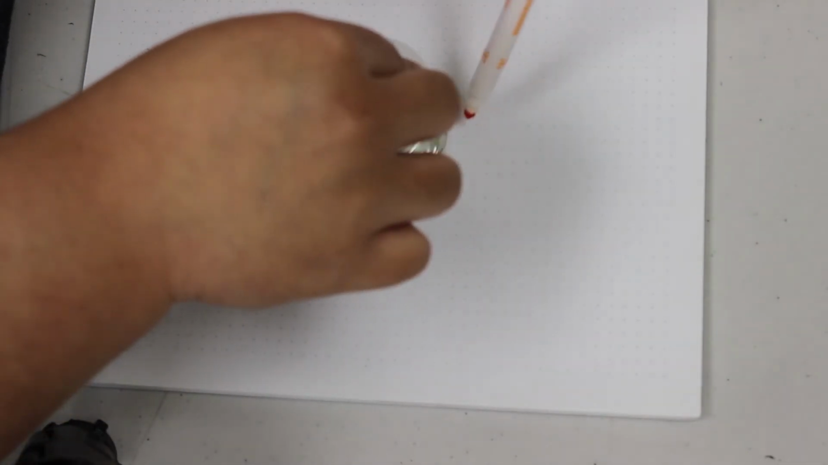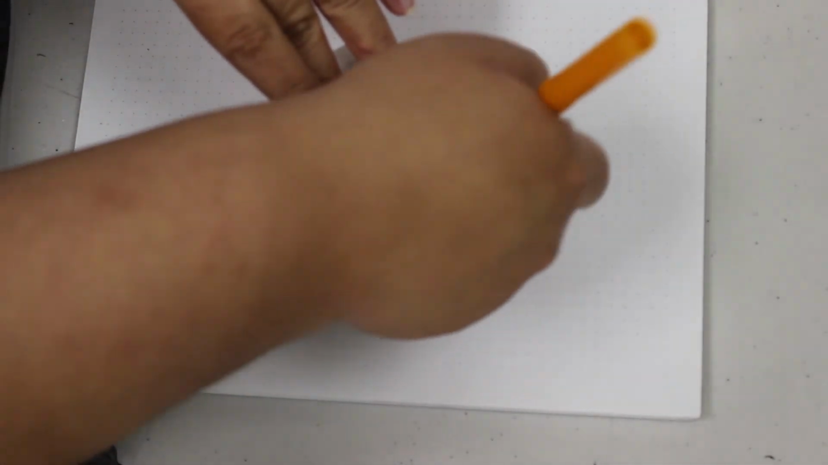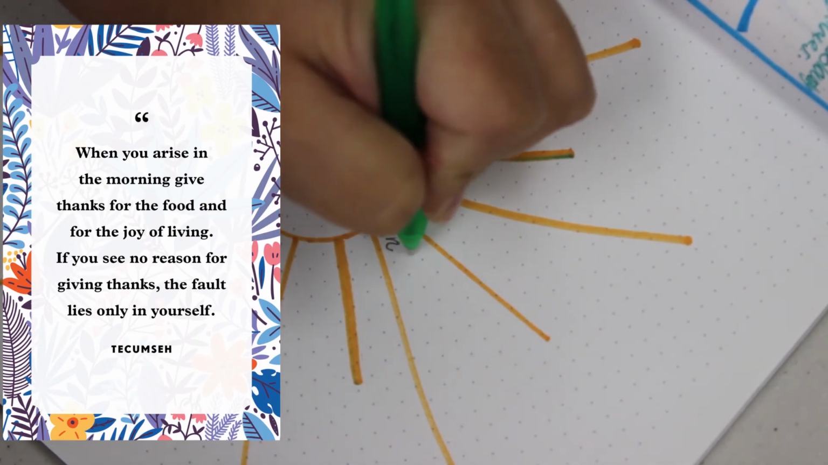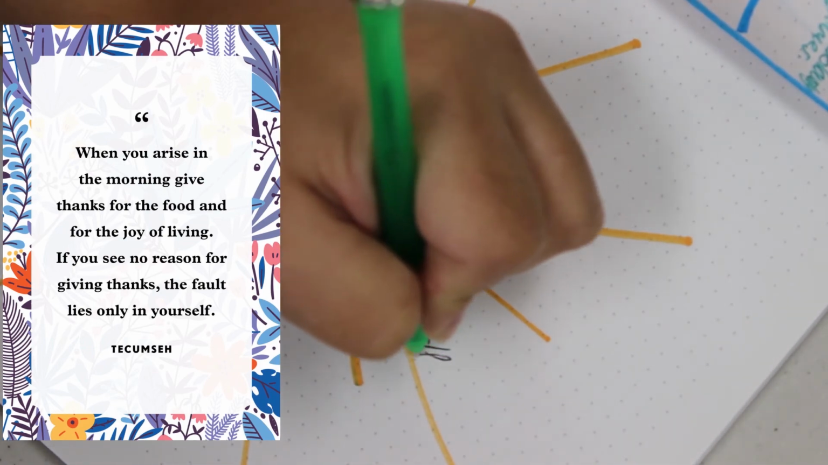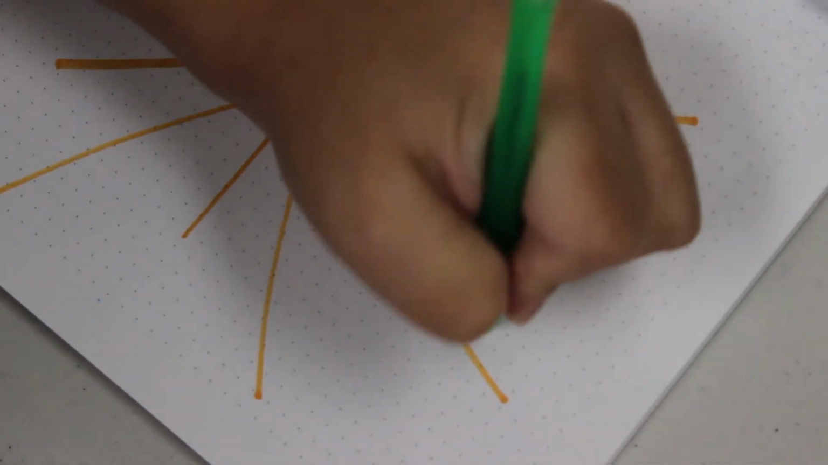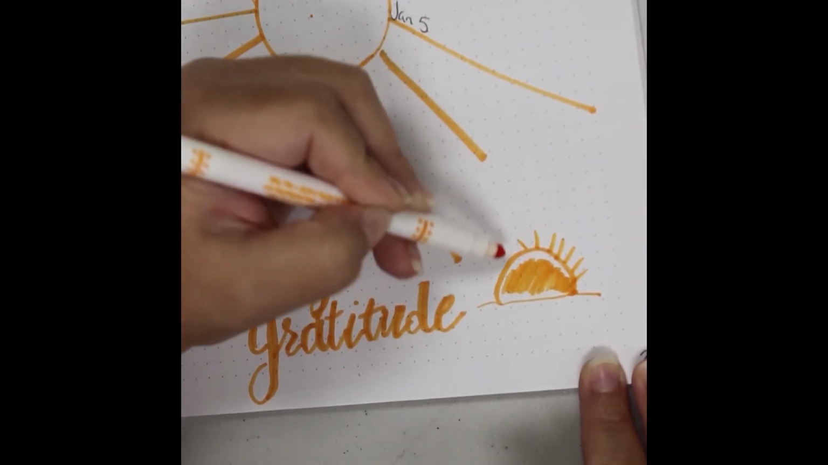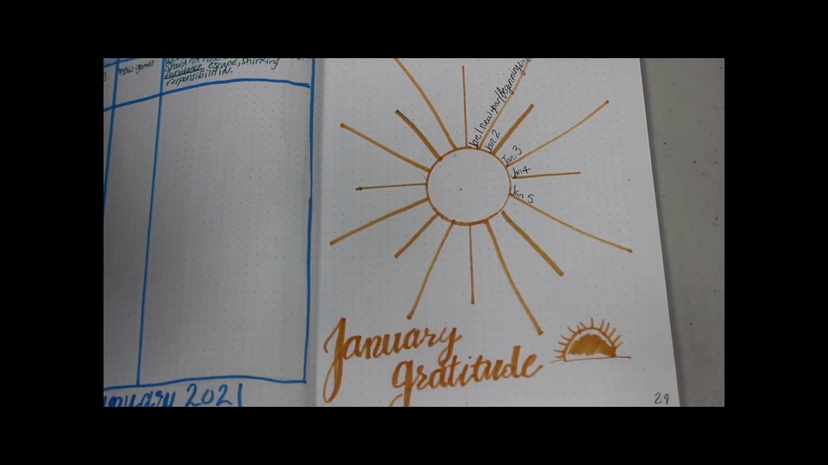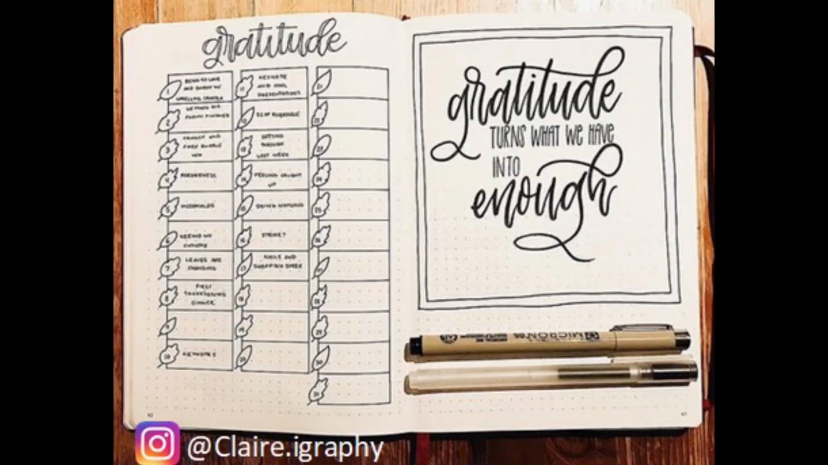Catherine from First Colony mentioned the gratitude journal in her video, Bullet Journaling for Self-Improvement, and I thought I'd mention it to viewers again. Chief Tecumseh was recorded stating, "When you arise in the morning, give thanks for the food and for the joy of living. If you see no reason for giving thanks, the fault lies only in yourself." Examples of gratitude spreads, as always, can be found online. Here are a few of my favorites.